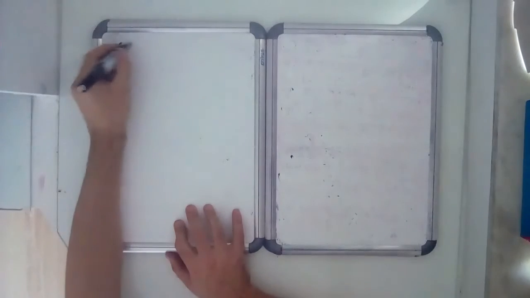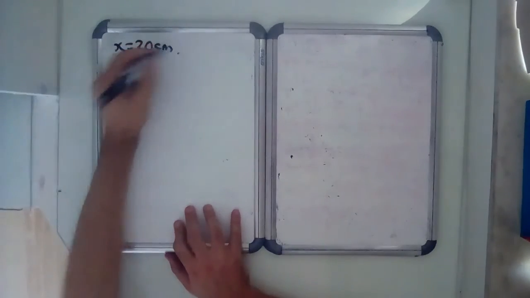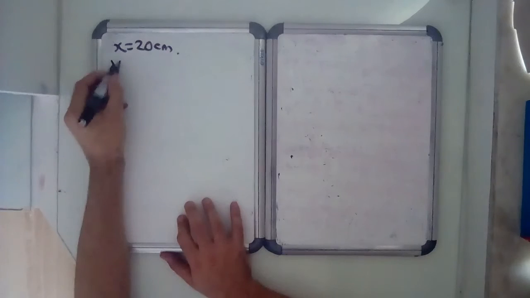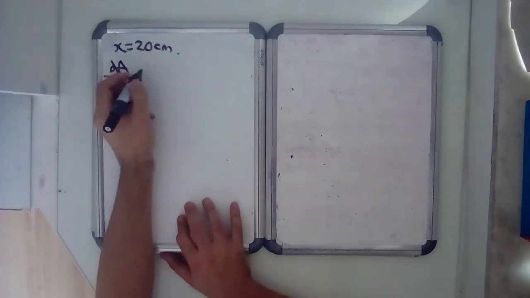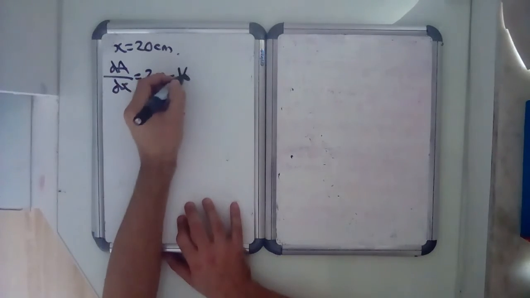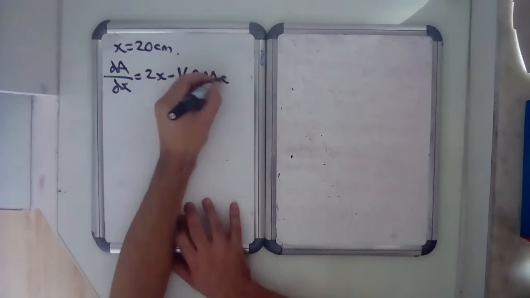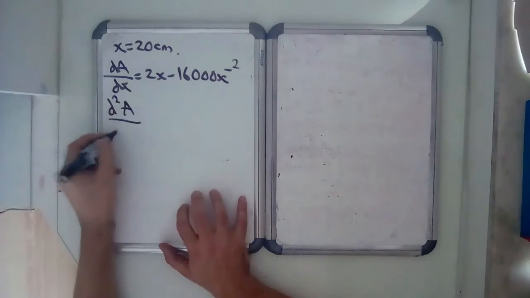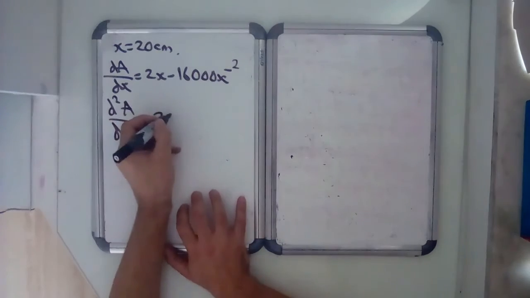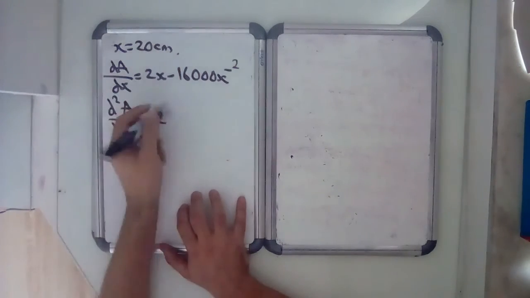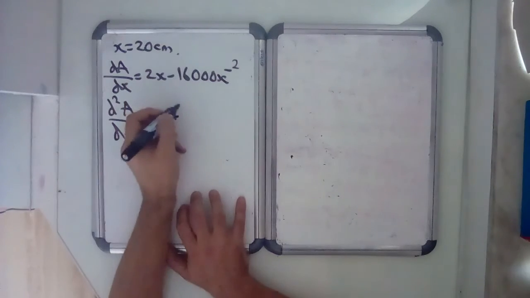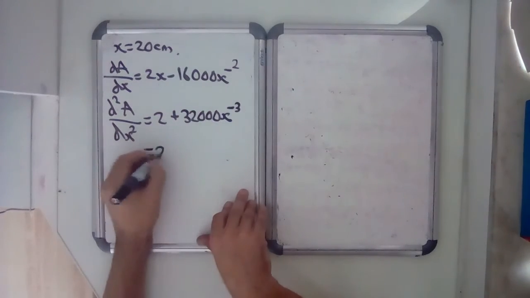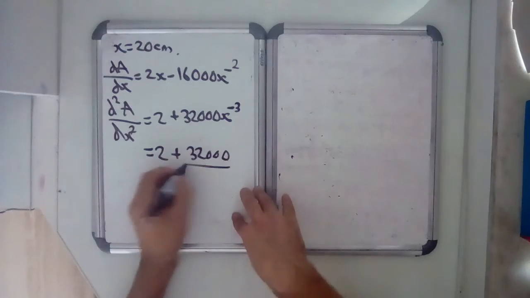Okay, so we know that x equals 20 cm is going to produce our stationary point. We should verify that this is a minimum, that it gives us minimum surface area. So recall dA by dx was 2x minus 16,000 x to the minus 2. So d squared A by dx squared is going to be 2, plus 2 times 16 is 32, so 32,000 x to the power, dropping the power by 1, minus 3, which is 2 plus 32,000 over x cubed.